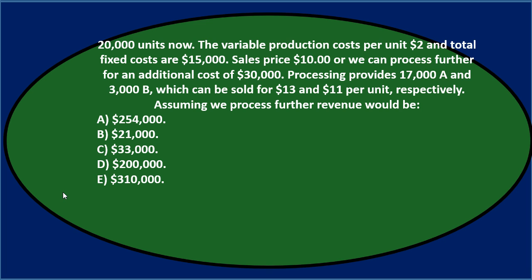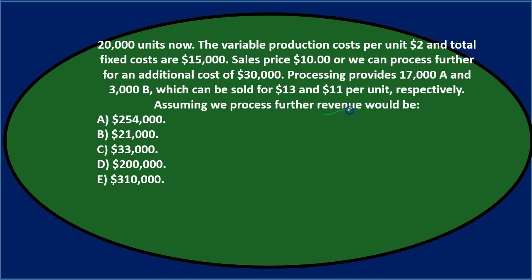Okay, so if we were just to glance at this problem before we were to read it as I did there, we might say, I see numbers. Are there numbers in the answer? There are numbers in the answer. So this is going to be some type of calculation question. Why don't we go to the final question here, because sometimes the calculation isn't what we would assume, because we know this is a process further question, but maybe they're asking some easy component of it, not the full calculation of it. So we're going to say, all right, assume we process further, revenue would be.